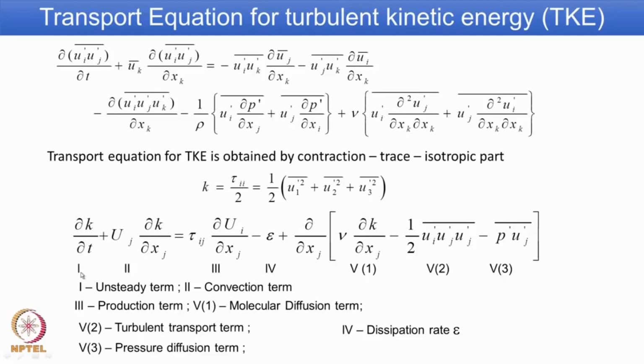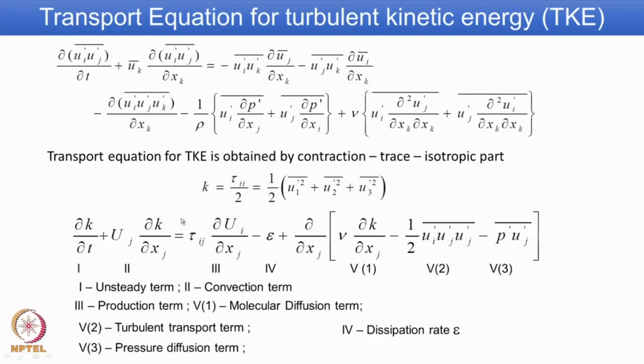Now, in this equation again we have multiple terms. First term is the unsteady term, second term is a convection term, third term, which is the first term on the right hand side, is a production term, fourth term is a dissipation term, and there are 3 subterms in the fifth term. The first is a molecular diffusion term, the second is a turbulent diffusion term, and the third is a pressure diffusion term. Let me give some more explanation.